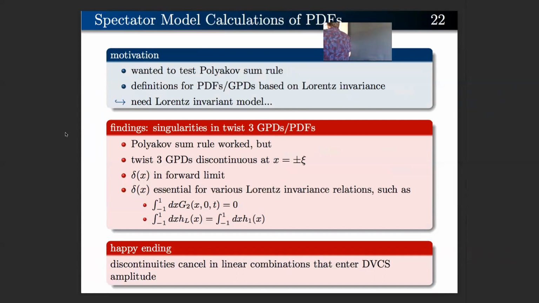And before you get carried away, the first thing that crossed our mind when we saw these results is what happens with factorization of the twist 3 amplitude. The short answer is they cancel. It's a miracle. I can't explain why it is. I can only show you the results that it does. There's probably a deep reason behind it, but I don't know it.